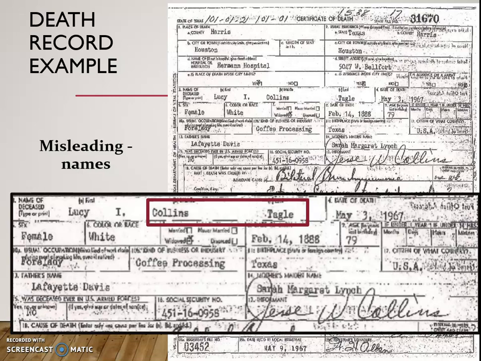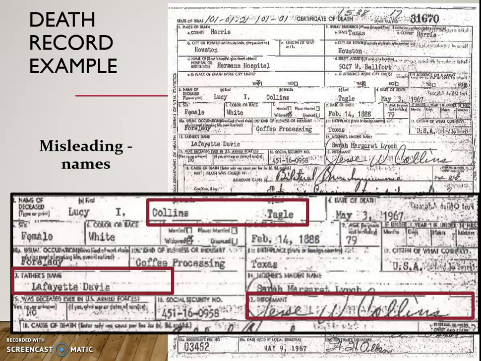Her middle name is Collins and her last name is Tagle, and that's her married name. But you look down at the father and it shows that he is Lafayette Davis. So you don't see that in her name at all. You look at the informant, it's got Jesse Collins. So who is this person? Why is her name very different?